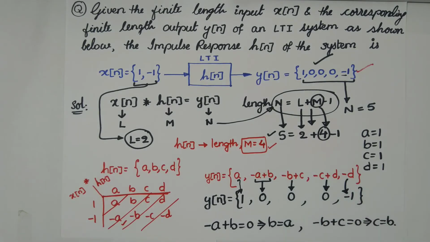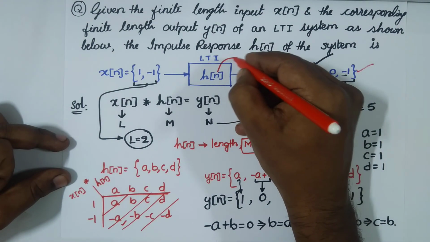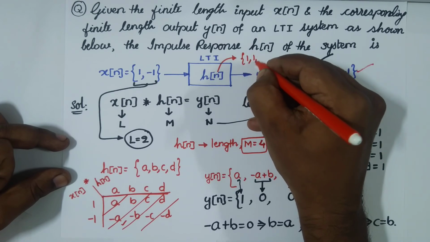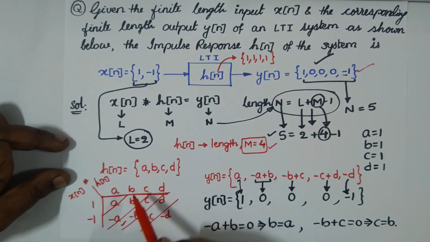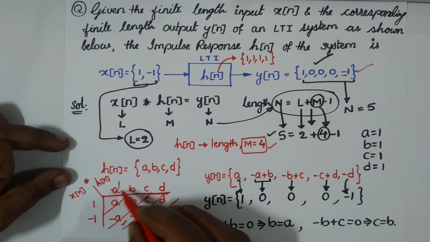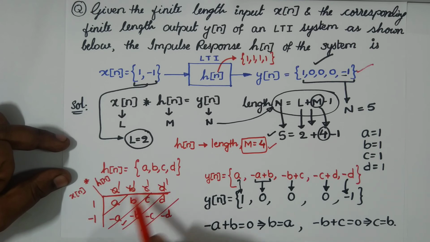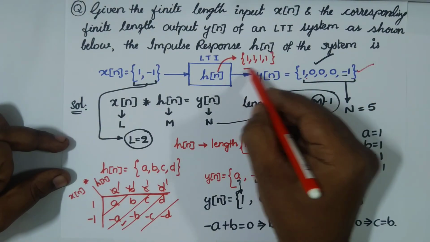That's it. So the final answer is that the sequence h of n is 1, 1, 1, 1. You can check it out: replace a, b, c, d by 1s and convolve these two quantities linearly. Now you will get this result. You can check it out.